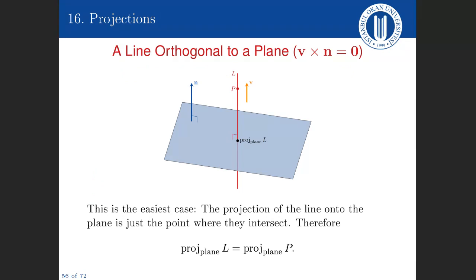First of all, let's suppose we have a line which is orthogonal to the plane. We're going to suppose that V cross N is the zero vector. This is the easiest case.